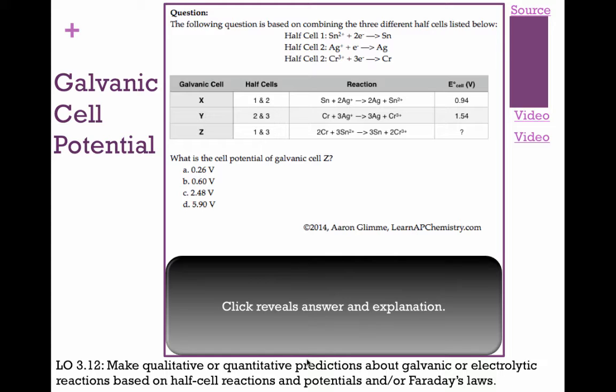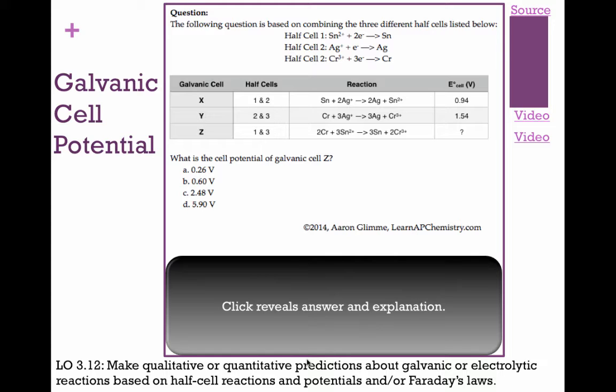Don't forget, you can compare cell potential to the equilibrium constant through delta G. You have that on your equation sheet. Delta G equals negative NFE. Delta G also equals negative RT ln K. So you can put them together and have NFE equals RT ln K, and you can compare the two.